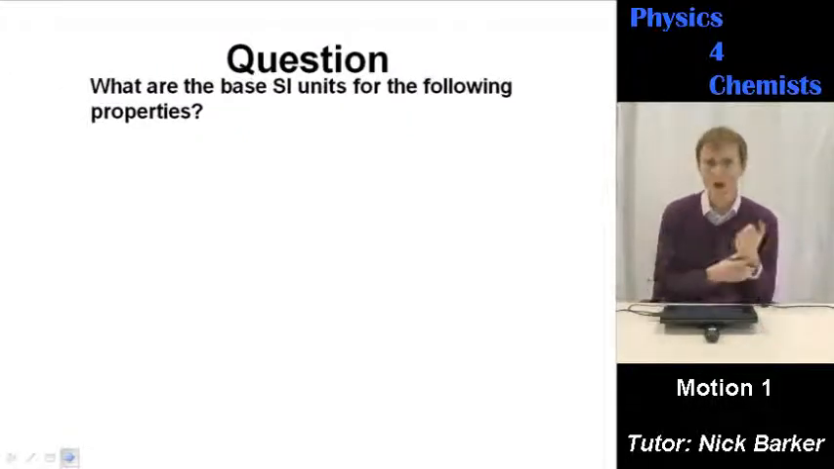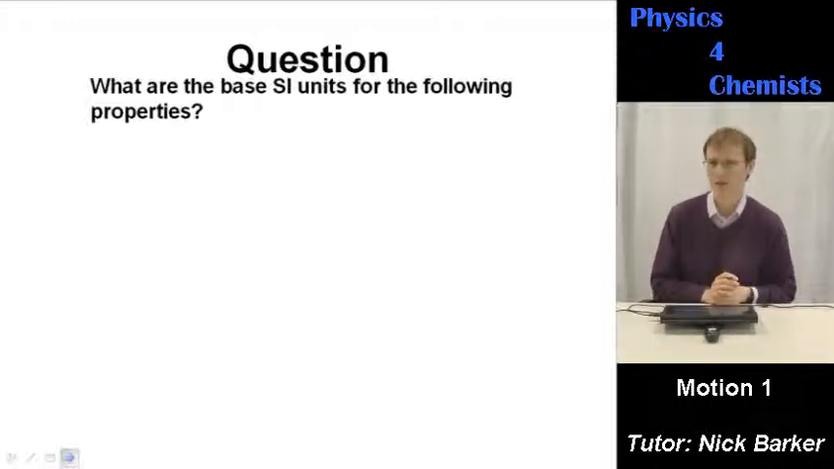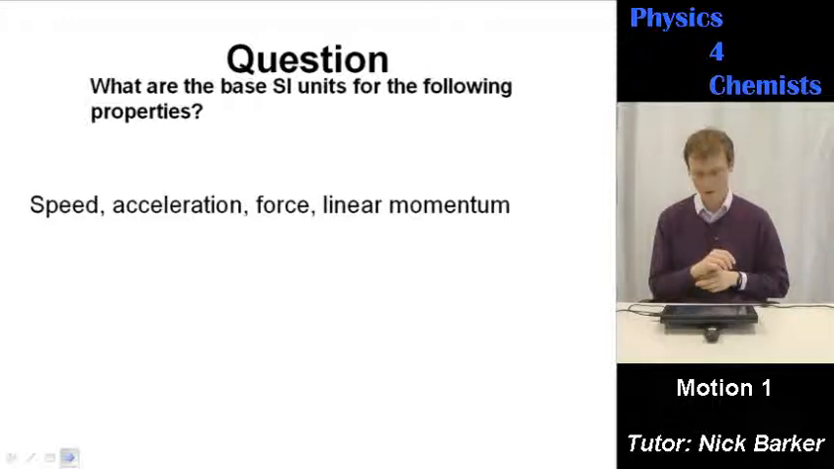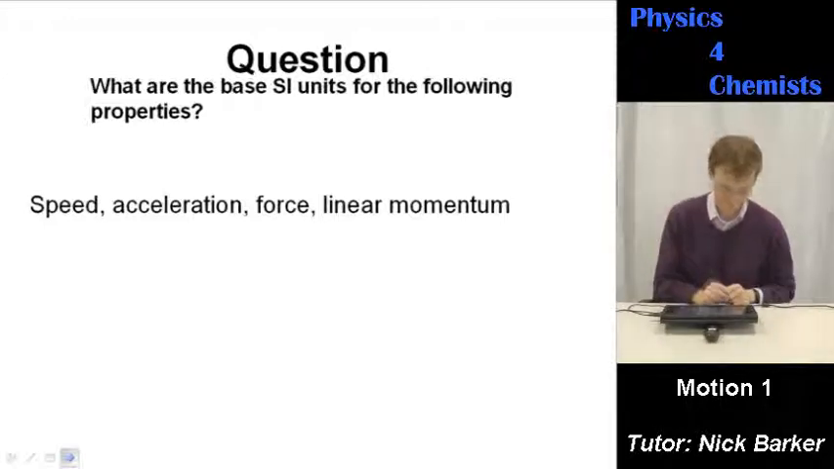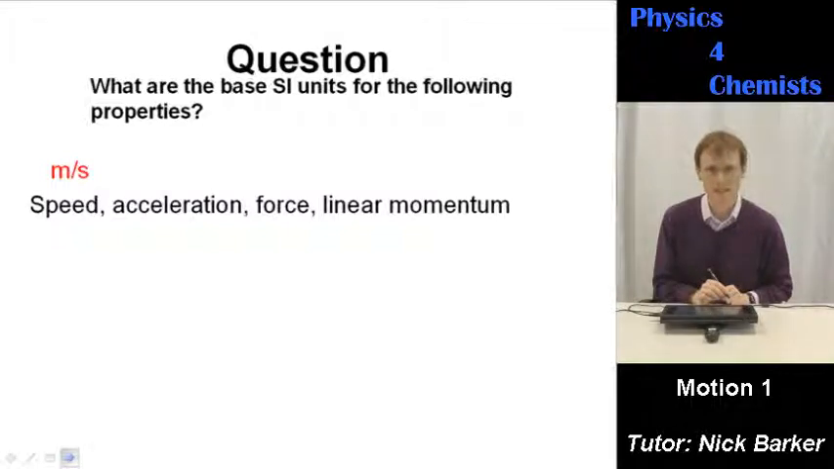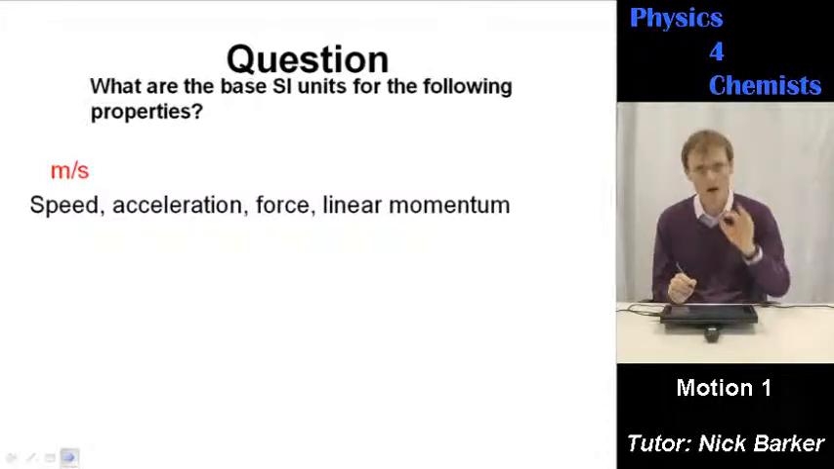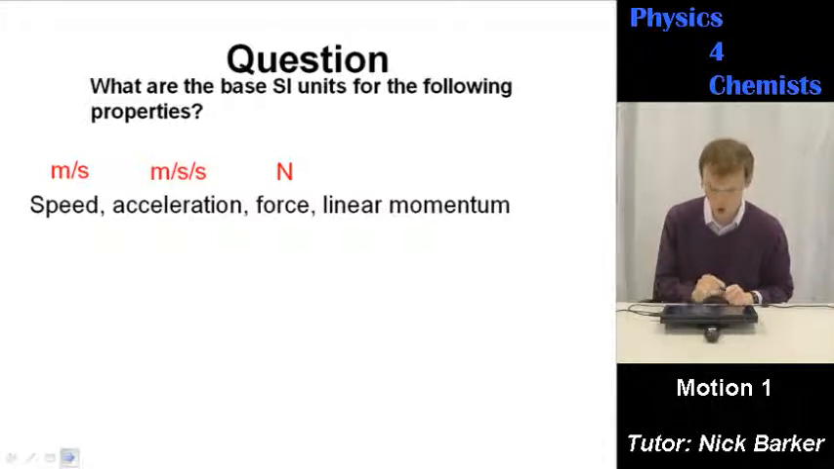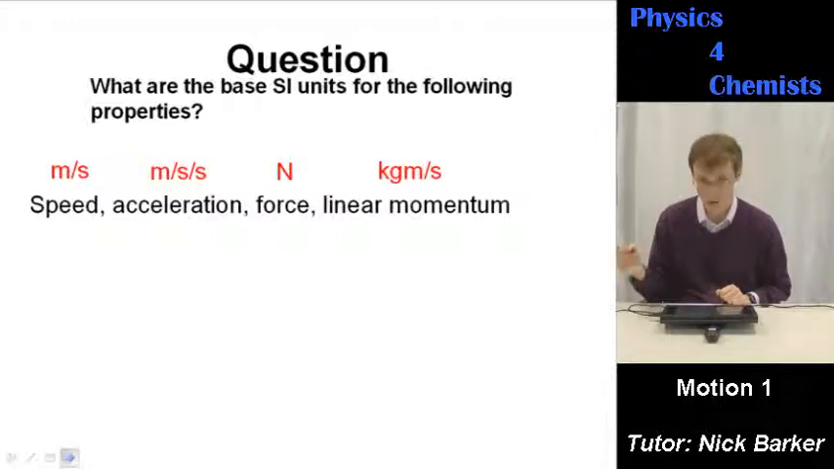The base SI units for the following properties. These are the things that you have to use in formulae, and therefore we should give them a bit of attention. Just to pick some quantities: speed, acceleration, force, linear momentum. Speed is meters per second, sometimes written as ms to the power minus 1. Acceleration, meters per second squared, or ms to the minus 2. Force, newtons, big N. Linear momentum, velocity and mass multiplied together, and so you get kilograms meters per second.